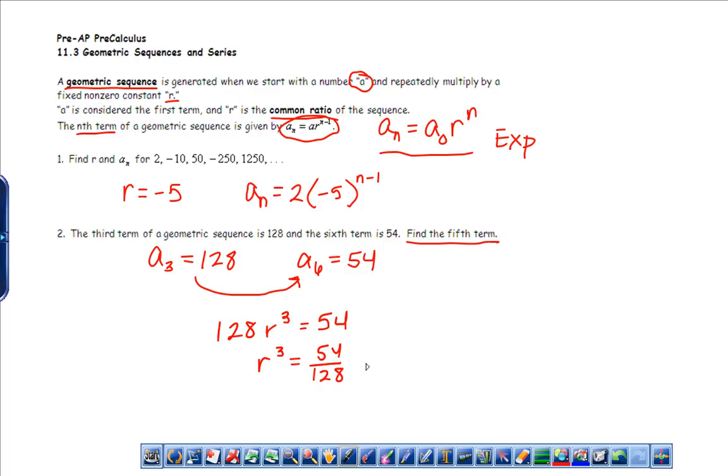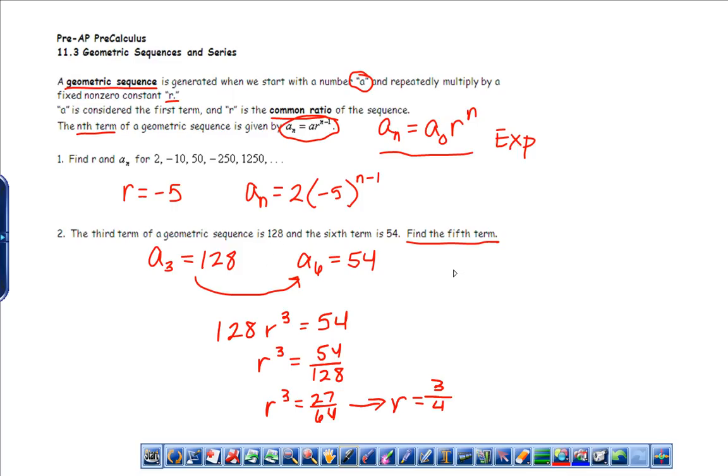Now if you can simplify this, you would want to. And since r cubed simplifies to 27 over 64, this makes this a little bit easier to do because it's easy to take the cubed root. This tells me that r has to be the cubed root of 27, which is 3, and the cubed root of 64, which is 4. So r is 3/4. So this is what you're multiplying by each time.